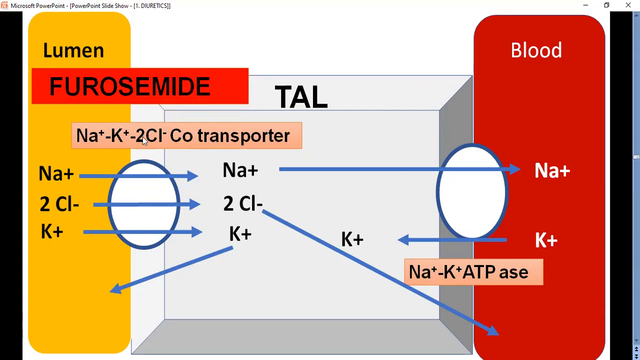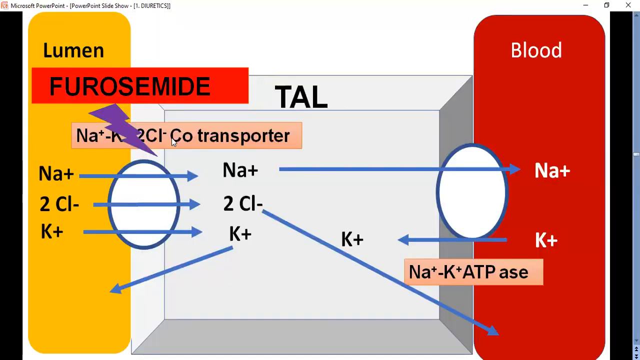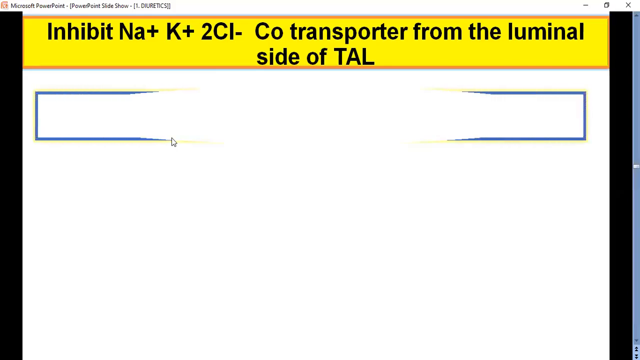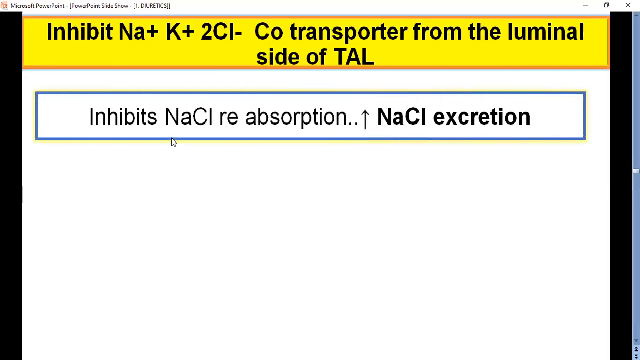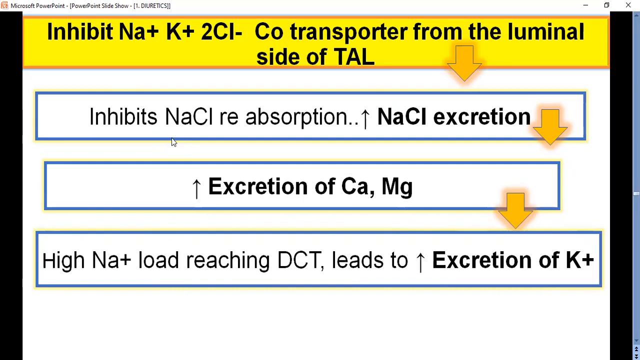So what will furosemide do? It blocks the sodium potassium 2 chloride transporter, thereby inhibits the reabsorption of sodium and ions. Thus, it promotes sodium chloride excretion. It also allows excretion of calcium and magnesium. The high sodium load reaching the distal convoluted tubule will lead to excretion of potassium to maintain electrical neutrality.